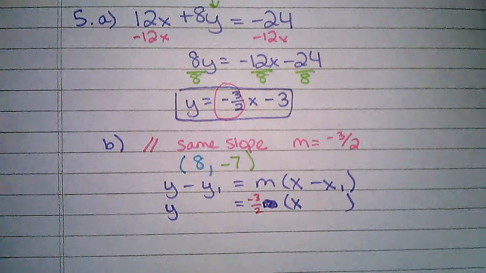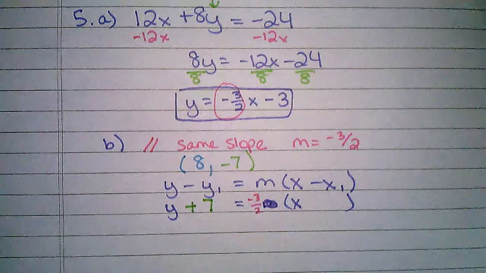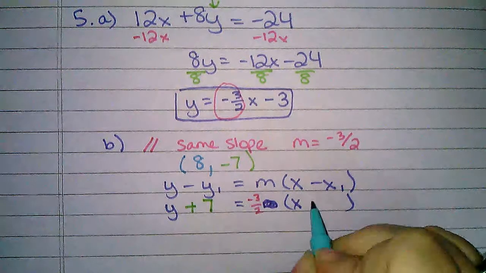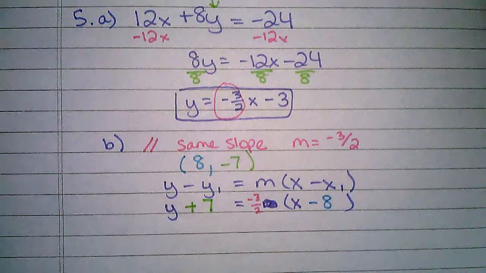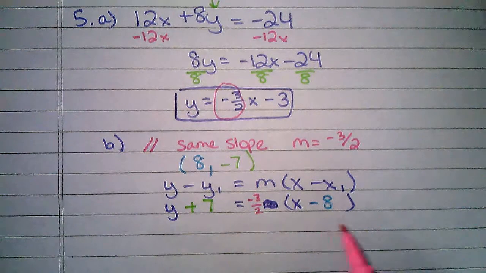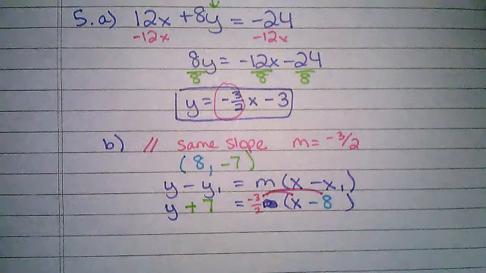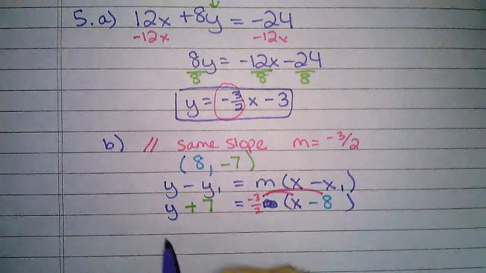Y minus y1, so minus -7 is going to give me +7. And x minus x1, so -8. And then it didn't say, did it say write an equation parallel? Okay, so it just said write an equation parallel, so actually we could probably be done, but since all the other ones have been in slope-intercept form, I'm going to go ahead and change this one to slope-intercept form as well.